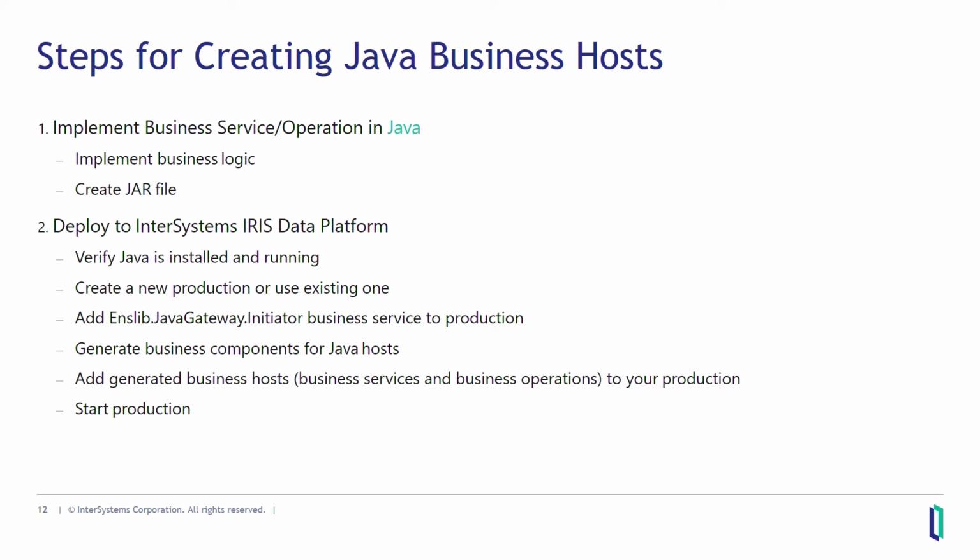And simple steps: verify your Java's running, create new productions, or add it to an existing one. And then there's a Java Gateway Initiator. And this sounds like it's complicated, but in a second we're going to do a demo of it. And there were gateway features that, if you've been working with Ensemble in the past, sometimes they get a little confusing. This is very simple, it's very straightforward, and we're going to just go through some of those steps.